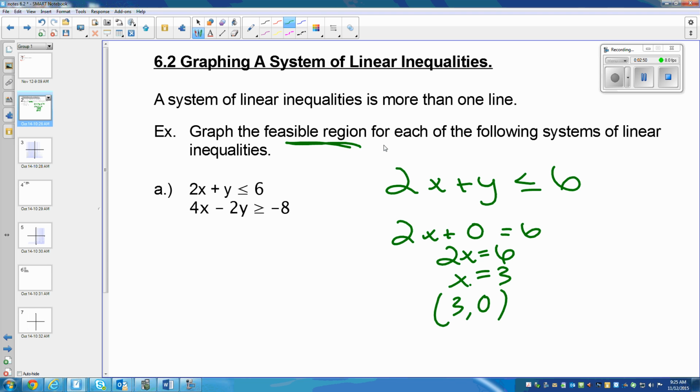Now I find my y-intercept. To find your y-intercept, you set x to 0. So 2 times 0 plus y equals 6. So that gives me y equals 6. So 0 comma 6. That gives me my 2 points. My board's not drawing there. Are you guys okay with this?